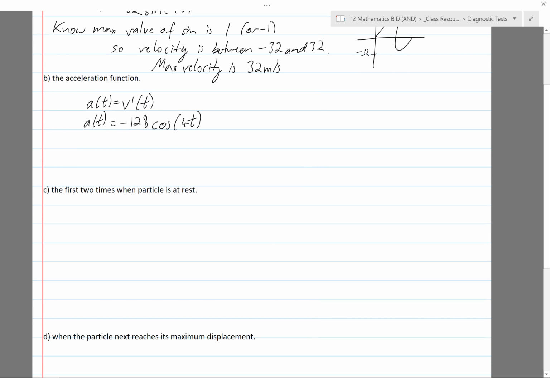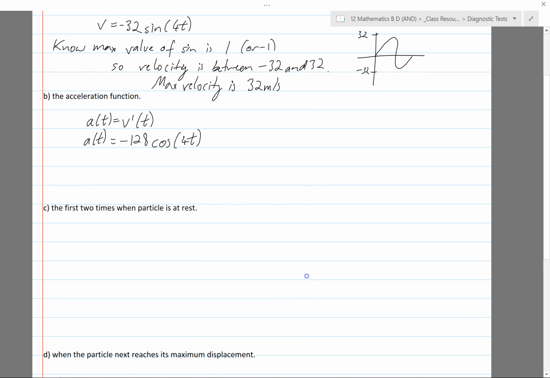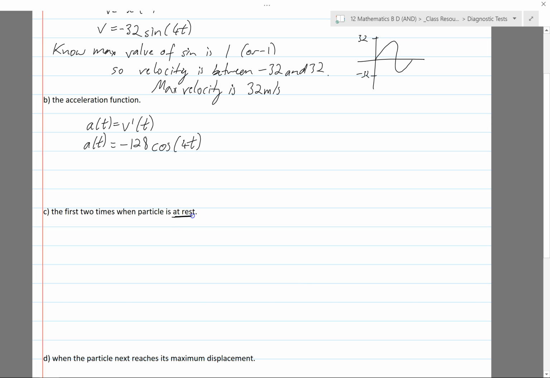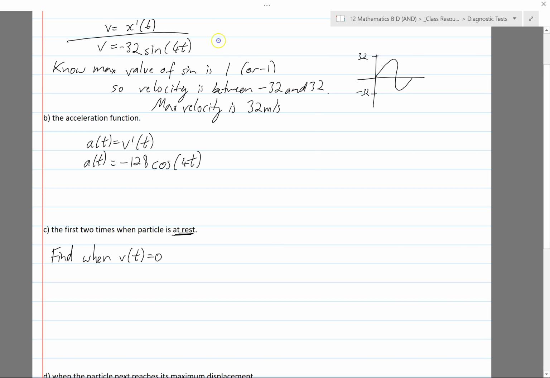Find the first 2 times when the particle is at rest. Okay, at rest. So I need to find, and I'll write this in my solution, find when the velocity is 0. There's my velocity function. So that is when 0 equals minus 32 sine 4t. I'll divide both sides by 32.